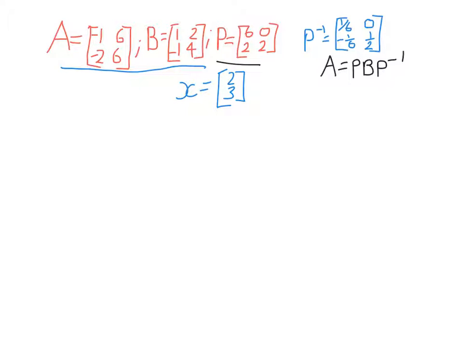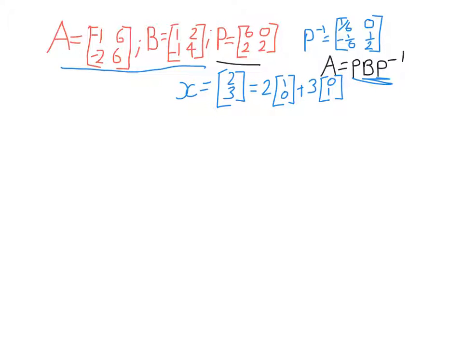Well, it turns out that this P times B times P inverse can be seen as a change of basis. When we look at something like X equals (2, 3), what we're really assuming implicitly is that we're working with the standard basis for R2. So X, with coordinates (2, 3), can be written as 2 times the first basis vector plus 3 times the second basis vector.